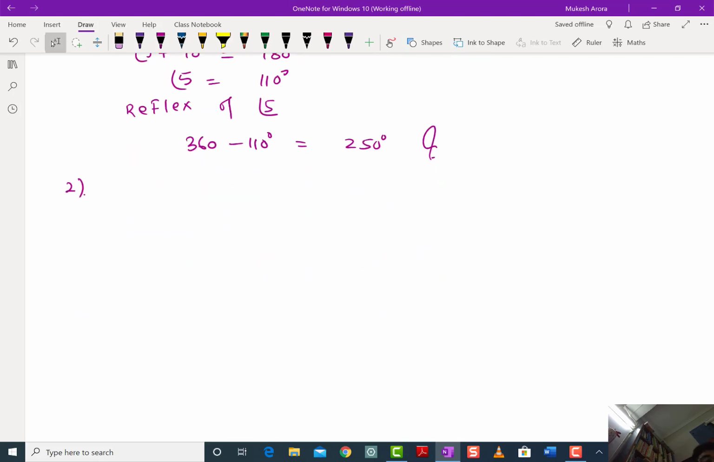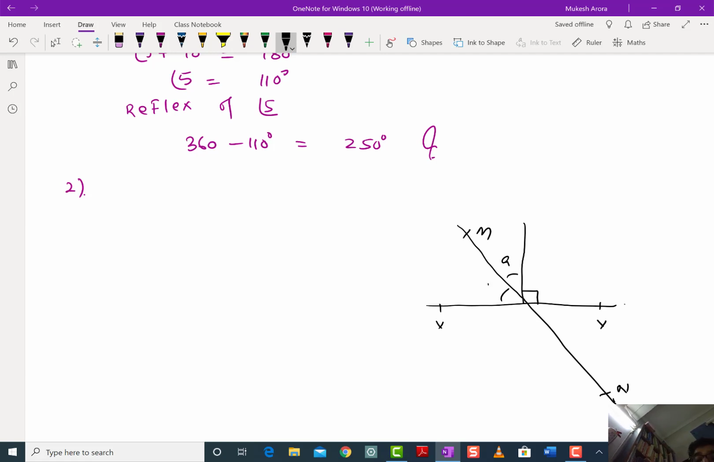Second is, in a given figure again, x y, 90, m n. This is A, this is B. It's given that A ratio B is equal to 2 ratio 3, and we have to find angle C.